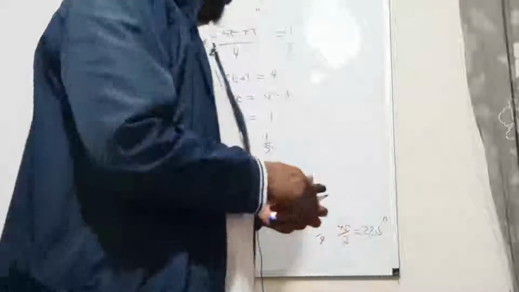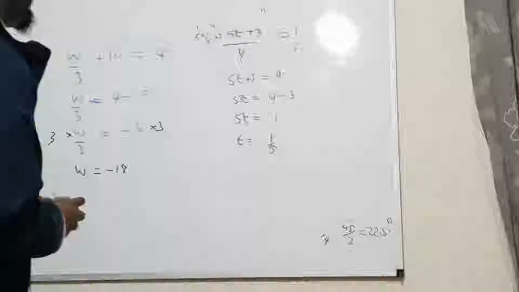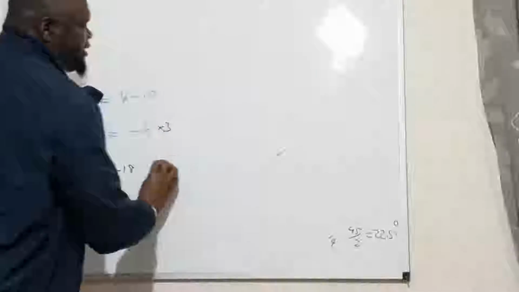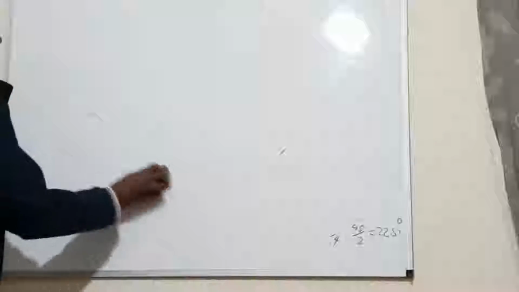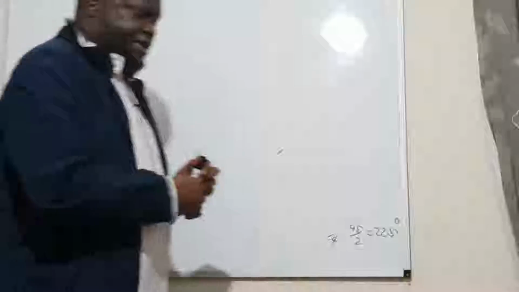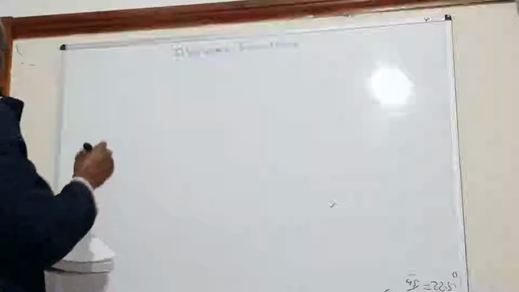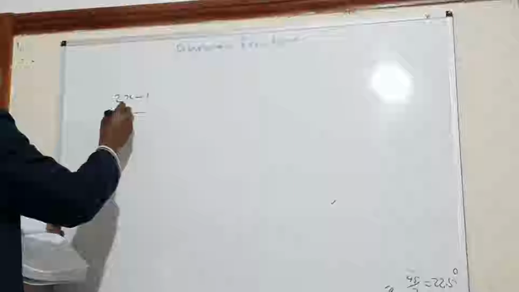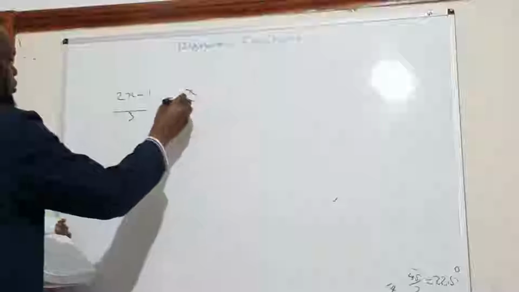Now, this is the simplest form of this type of equation. This is the basic type of algebraic fractions. Now, see. A more difficult one, a bit difficult one. 2x minus 1 divided by 3 is equal to x over 2.